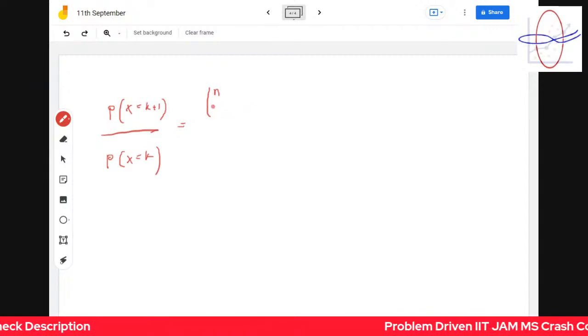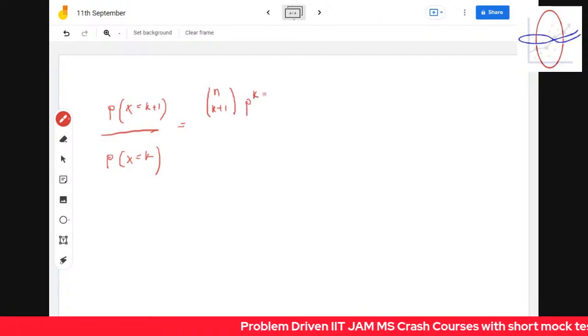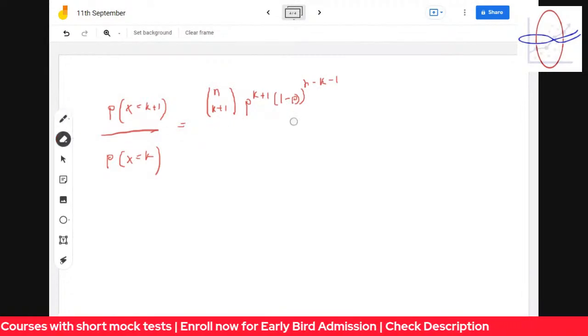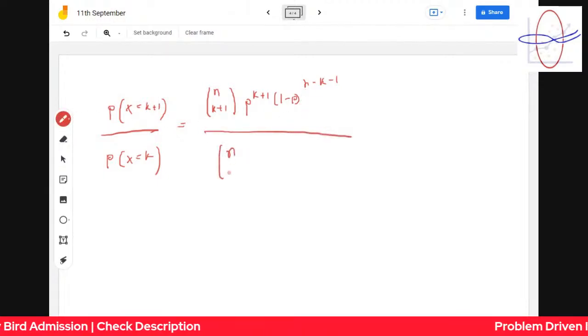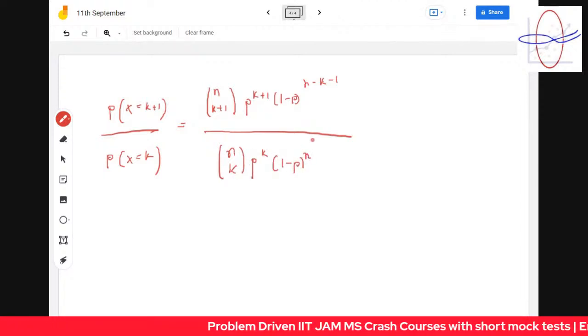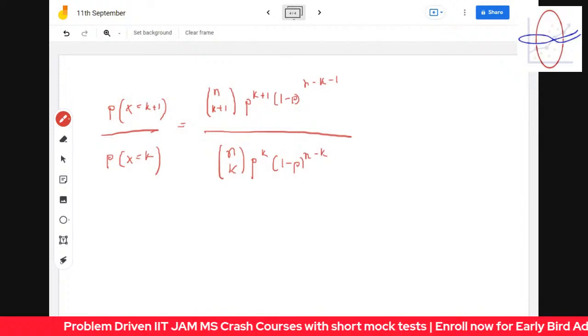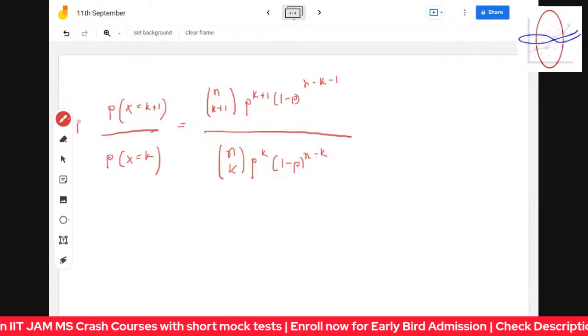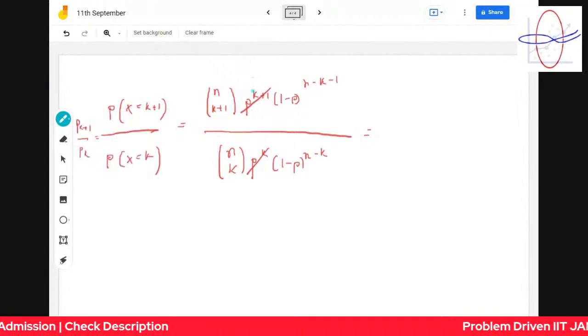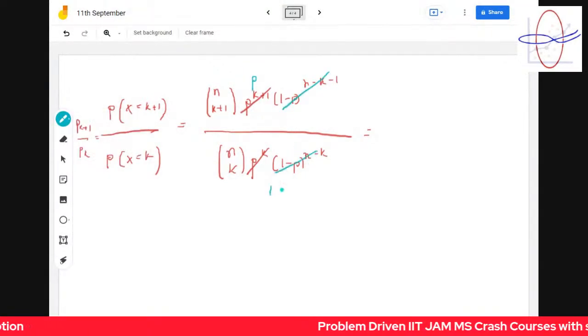So n choose k plus 1, p to the power k plus 1 into (1 minus p) to the power n minus k minus 1, divided by n choose k, p to the power k into (1 minus p) to the power n minus k. So these are P(k plus 1) divided by P(k). If we cancel this out, you get p over here, and if you cancel this out, you get 1 minus p over here.